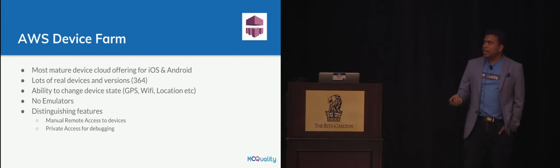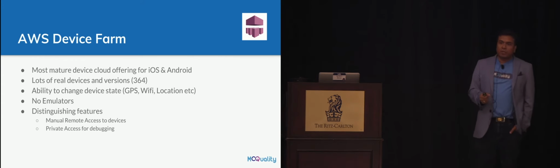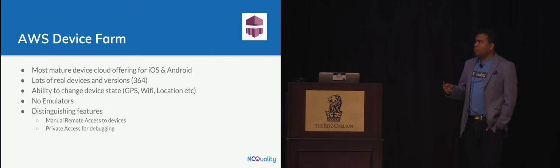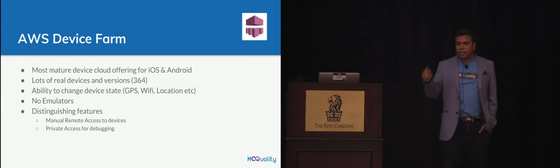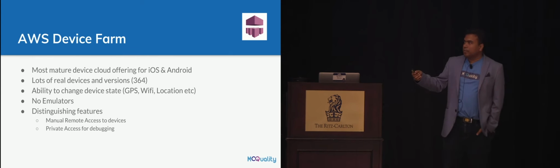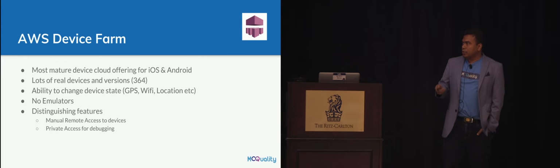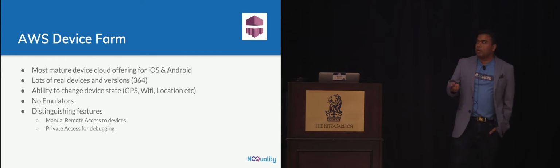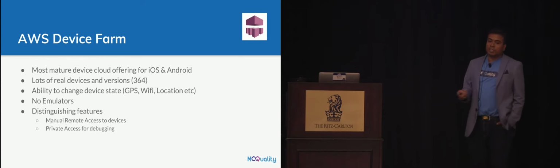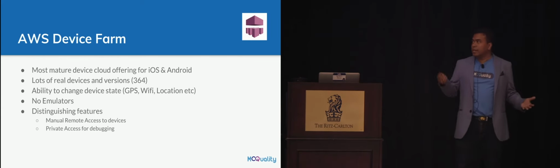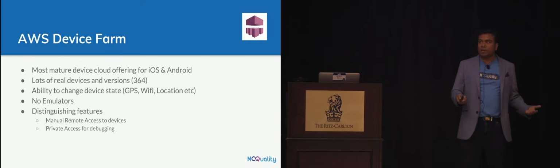Now let's look at AWS Device Farm. AWS launched a device farm pretty early, earlier than everyone. I think it was 2015 that they launched it. And so they are the most mature cloud device offering. They have the most number of devices. They have 364 devices on their device farm.